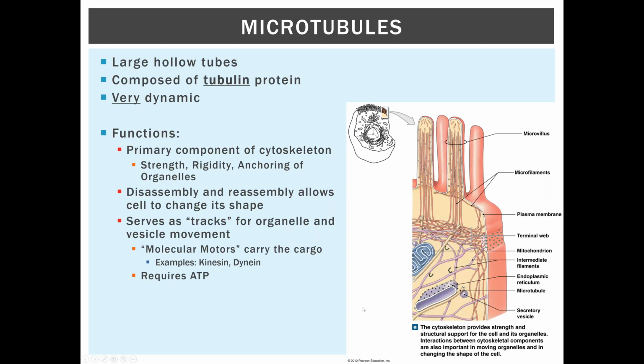These molecular motors require ATP because, as you can imagine, moving stuff around the inside of the cell would be a very energy-consuming process. Microtubules also play a large role in cell division, and they are the structural component of some other organelles, as we'll see in a moment.